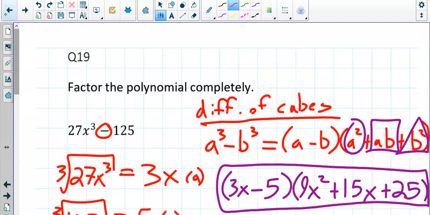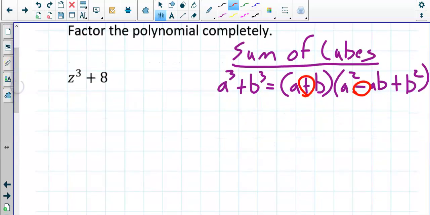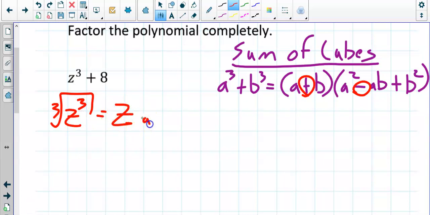I did use the correct variables, right? Yeah, they were X's. Always make sure that you check and use the correct variables. So in this one, we're going to be using Z's instead of X's. Make sure you use the right variable. So we're going to take the cube root of Z cubed. What is that? Z. So that is our A. Then we're going to take the cube root of 8. And what is that? That is our B.